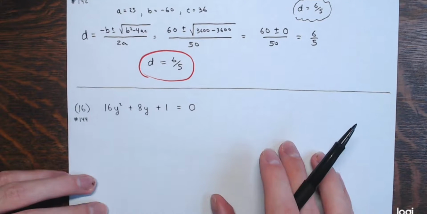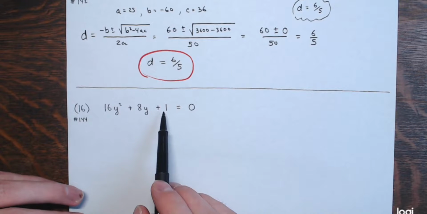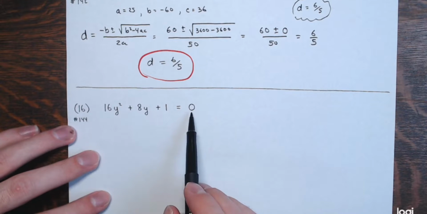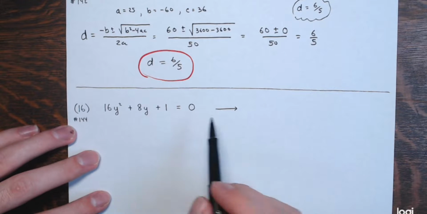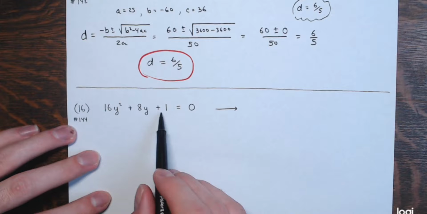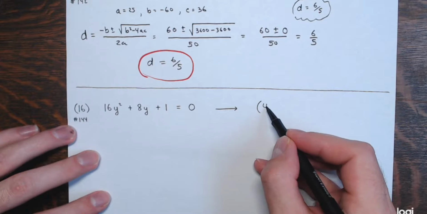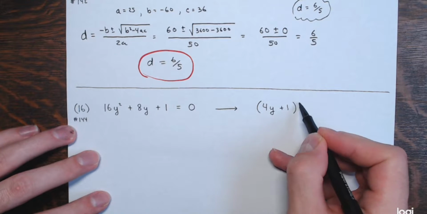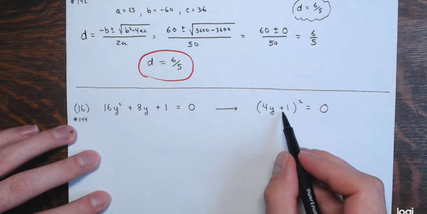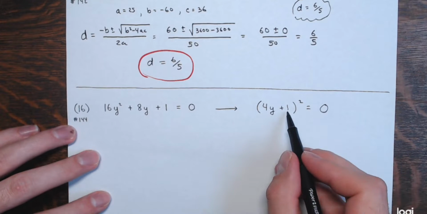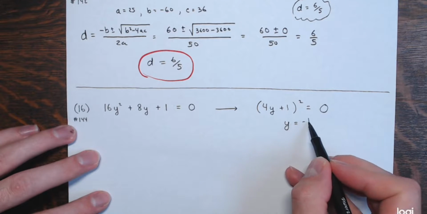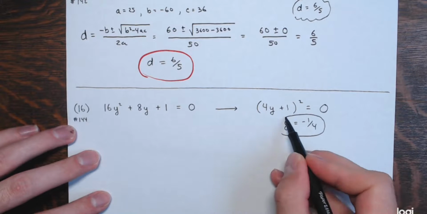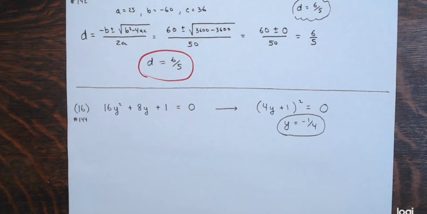Alright, and then finally, this is the same kind of problem. It's already in the form that I want to use the quadratic formula. But like I said, like in number 15, you may recognize this. You can say, oh, I know how to factor that. That's a perfect square trinomial. That's 4y plus 1 to the second power. And so the only thing that you can square to get 0 is 0. So this is only happening when 4y plus 1 equals 0, or when y equals negative 1/4. This is going to be the only solution. All right, y equals negative 1/4.